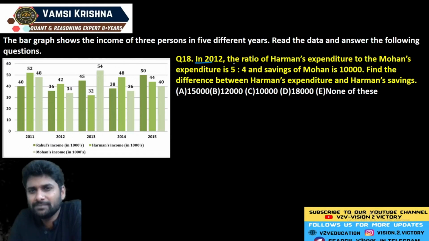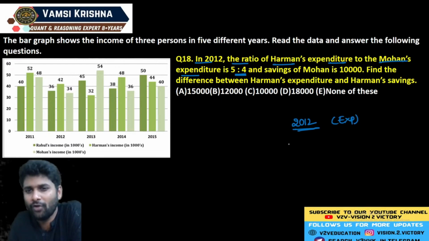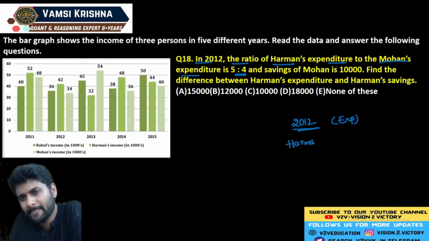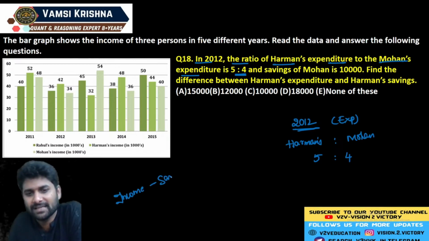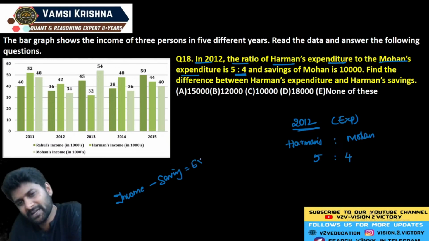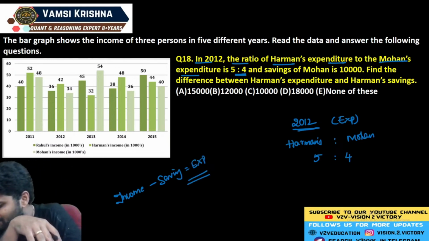In 2012, the ratio of Harman's expenditure to Mohan's expenditure is 5:4. Guys, here the data is 2012, and they are discussing the expenditure of Harman's and Mohan's. It is in the ratio of 5:4. And you know the relation, guys: income minus savings is equal to expenditure. So based on the information, you can interchange all the data, guys.